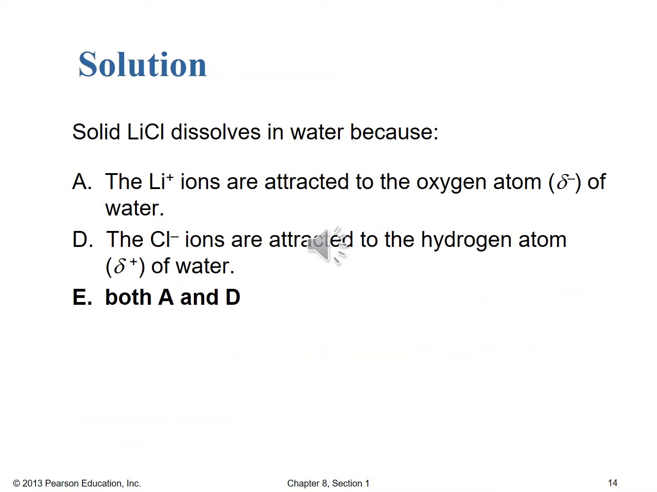All right, so hopefully you arrived at choice E as the best answer because both A and D are true. The lithium ions are attracted to the oxygen end, which bears the partial negative of the water molecule, and the chloride ions are attracted to the hydrogen end, which bears the partial positive. So again, just be careful. The plus and the partial plus would be repelled. That was choice B, I think, and the minus would be repelled, which would be choice C.